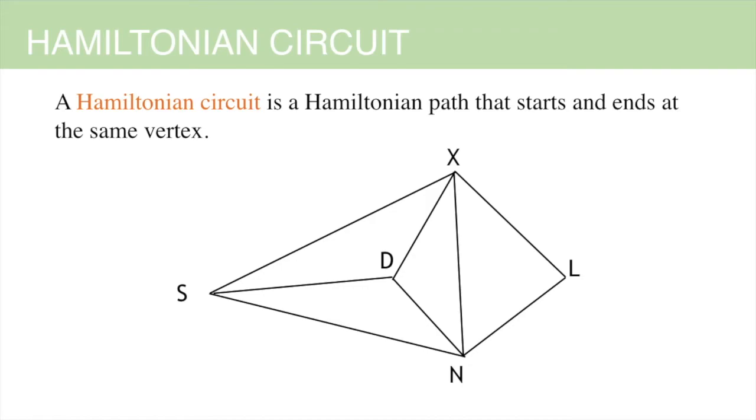A Hamiltonian circuit is a Hamiltonian path that starts and ends at the same vertex. Here's an example of a Hamiltonian circuit. First, we start at S to D, then D to N, N to L, L to X, X to S. As you can see, we start and end at the same vertex.